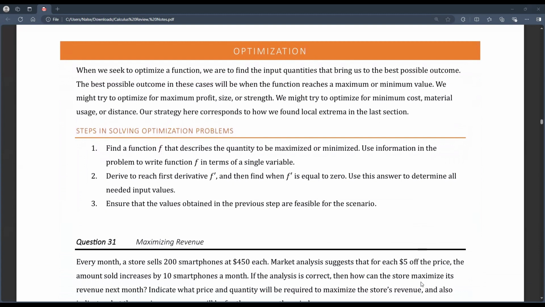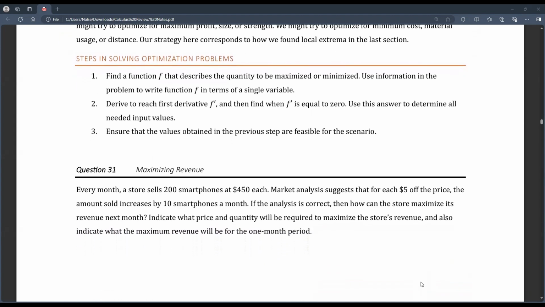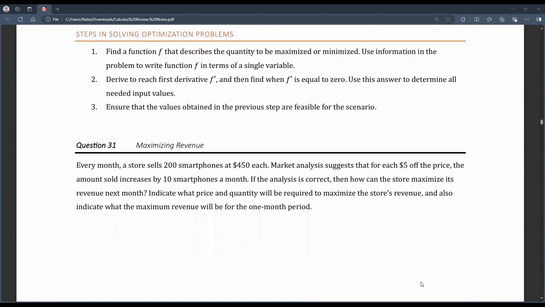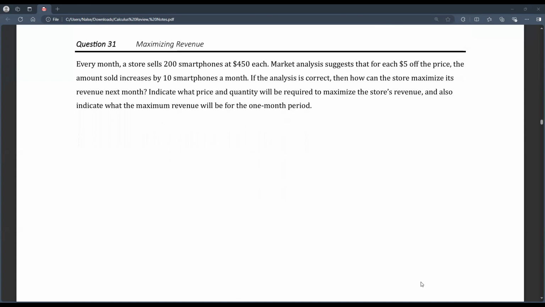When we seek to optimize a function, we are to find the best possible outcome, which occurs when the function reaches a maximum or minimum value. For example, we might try to maximize for profit, size, or strength, or minimize for cost or material usage.